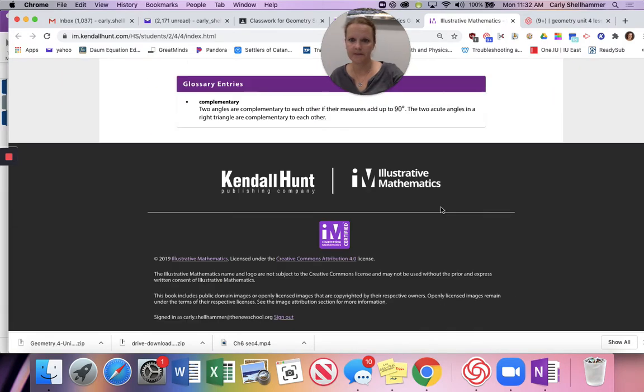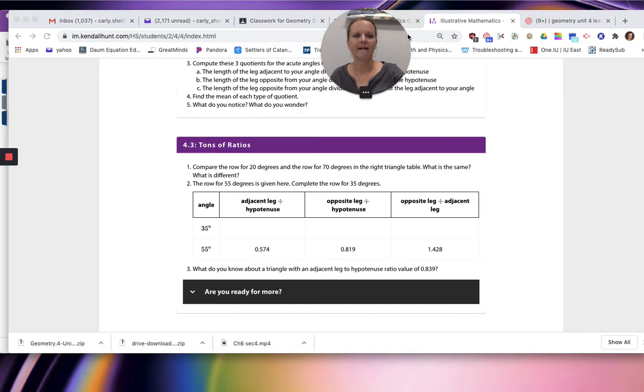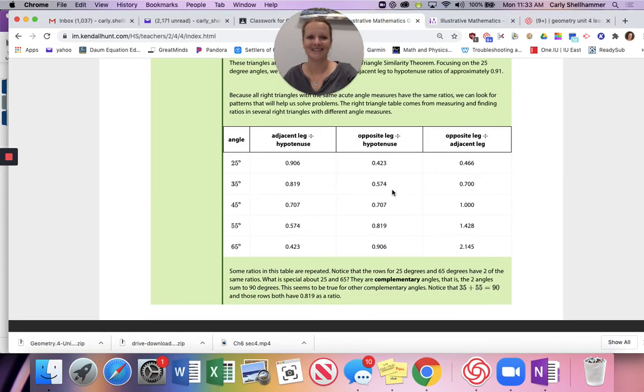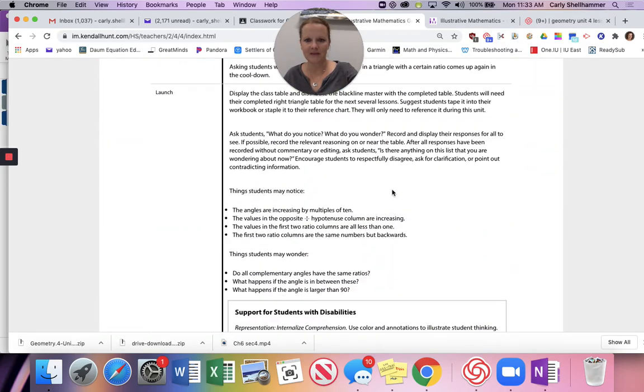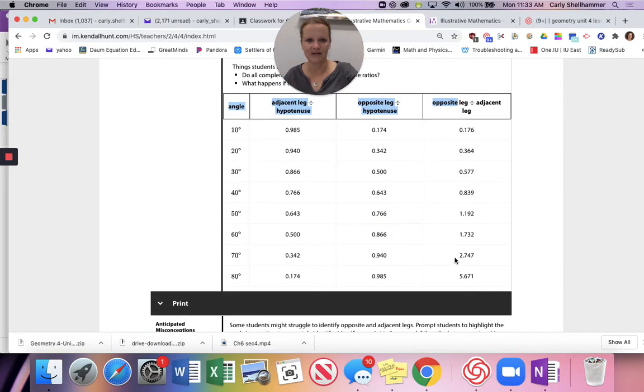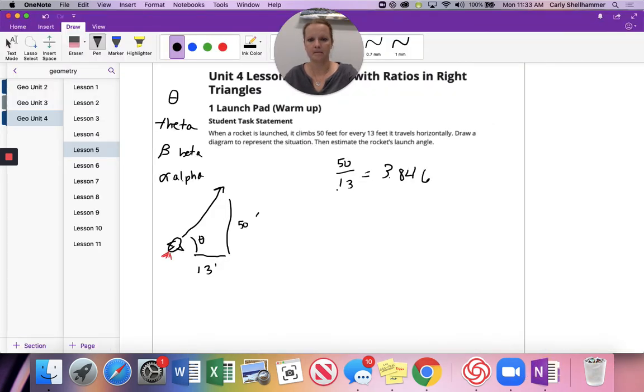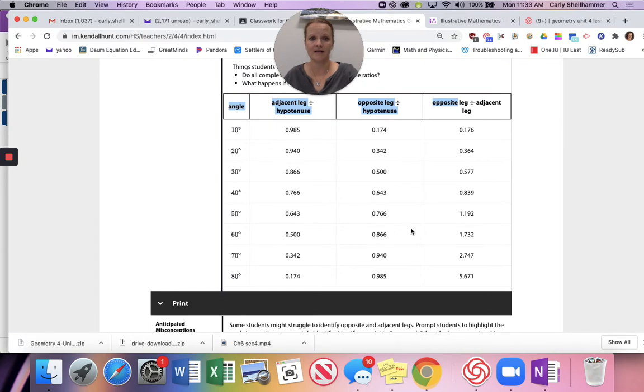I'm in the way. There we go. Where's the table that we used? The one I copied for you. There we are. 3.846. It's somewhere between 70 and 80 degrees. And we know that because, right here, the opposite over the adjacent, my ratio, if it were 70 degrees, it'd be 2.7. If it were 80 degrees, it would be 5.67. So I know I'm somewhere between those two.